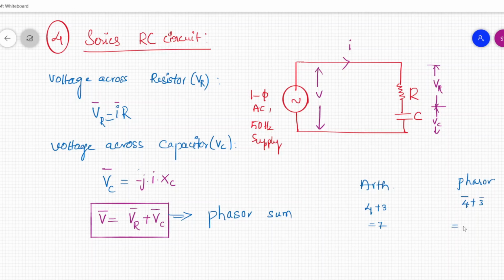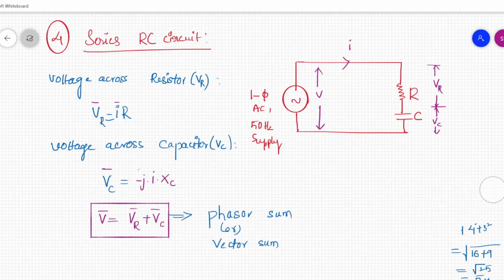So how can you add this? This will be added as the square root of 4 square plus 3 square, that is 16 plus 9, which is under root 25, equal to 5. So arithmetic sum is different, phasor sum is different. This is phasor sum or vector sum. You are not supposed to add them directly. Here a term called phase angle will come. That's why we are adding the vectors as a vectorial sum, not an arithmetic sum. So this is the difference between phasor sum and arithmetic sum, right?